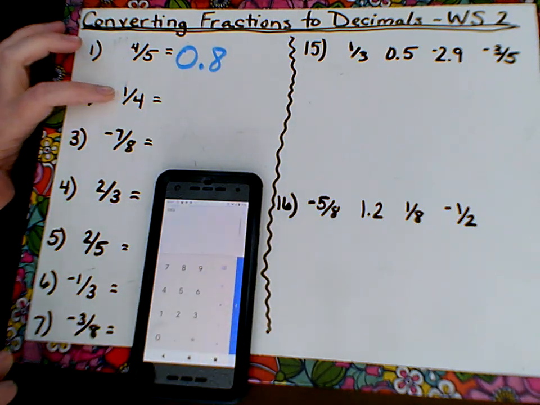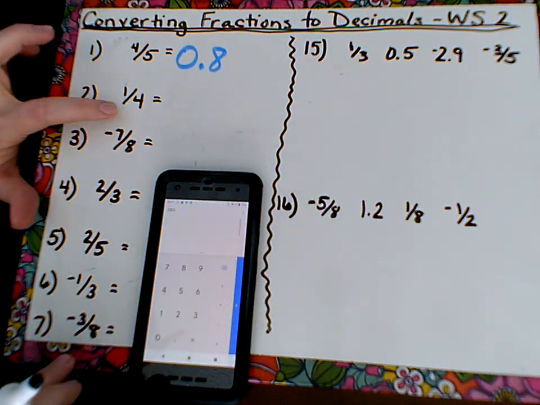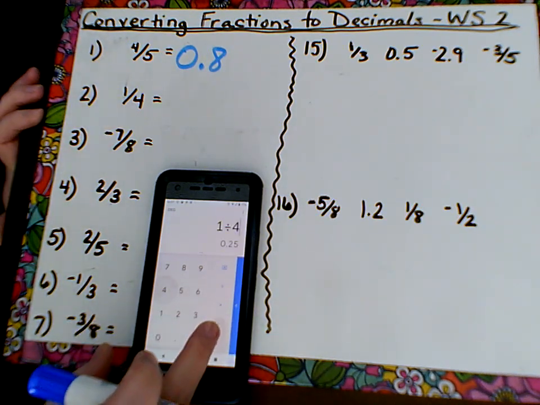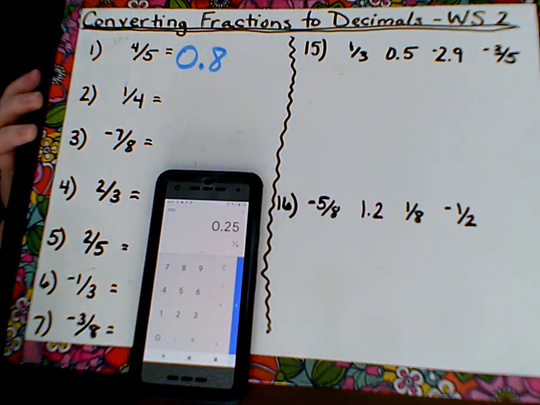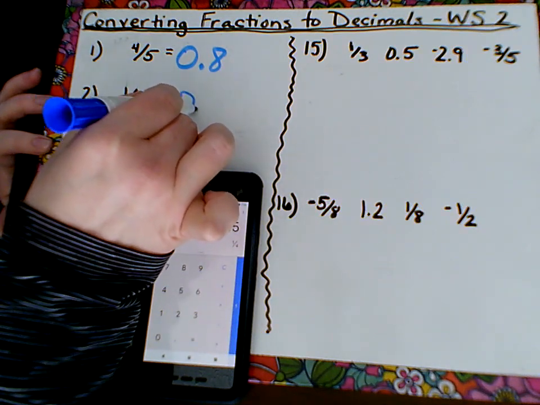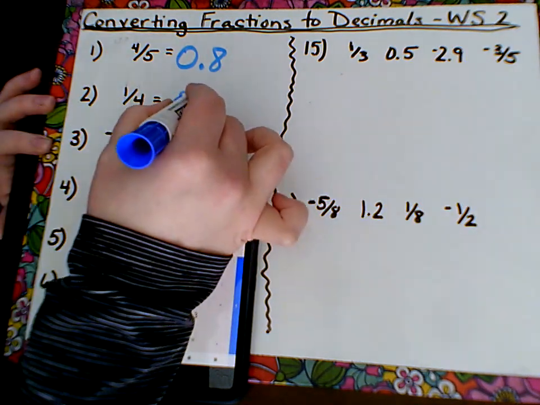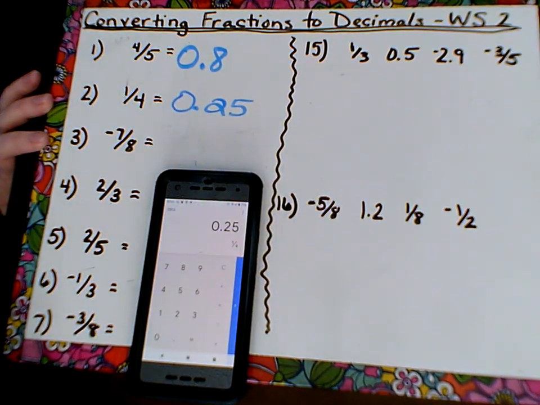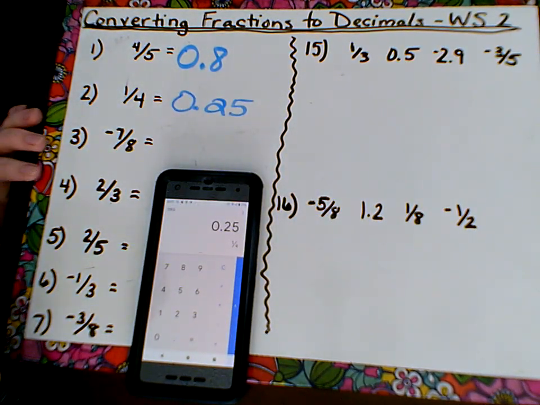Okay, let's go on to the next one. 1/4. So we do 1 divided by 4 in our calculator. 1 divided by 4 equals, we get 0 and 25 hundredths. 0 and 25 hundredths.